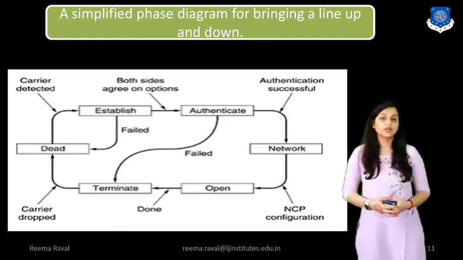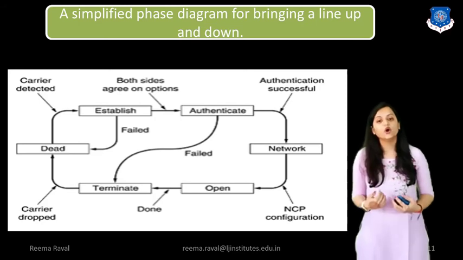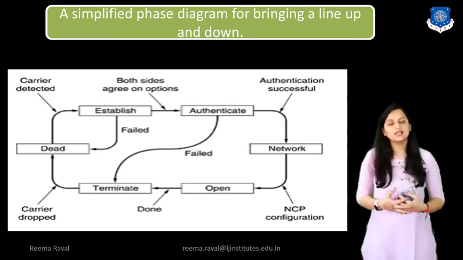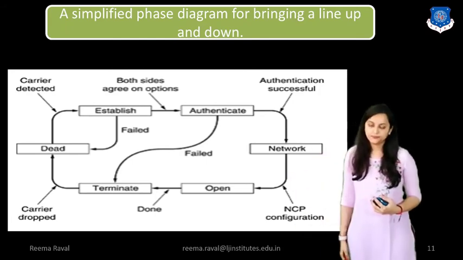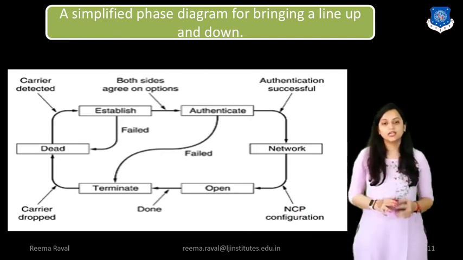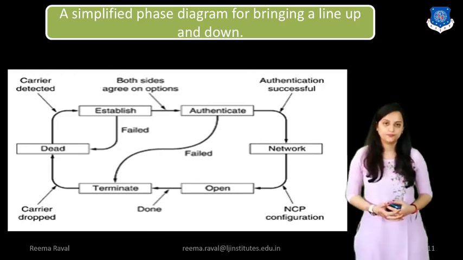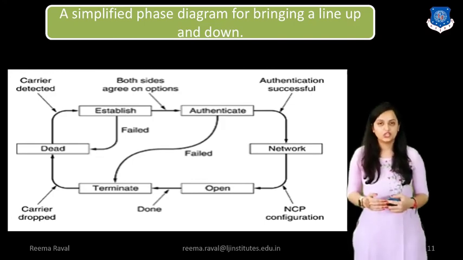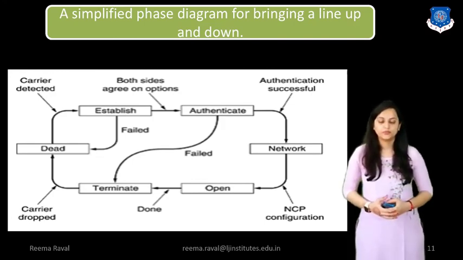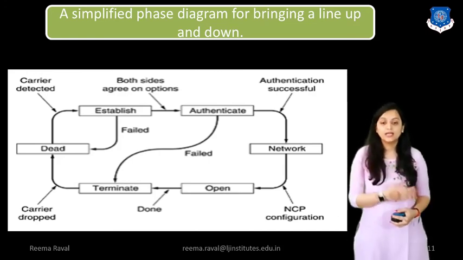Now here we need to consider two important cases: if the established state fails and if the authentication fails. If the establishment between these two fails, then it will again come back to the dead state. And if authentication is not successful, it will terminate the communication. So this is the simplified phase diagram indicating the communication using line up and line down. Remember the states: dead state, established state, authenticate state, network state, open state, terminate state, etc.